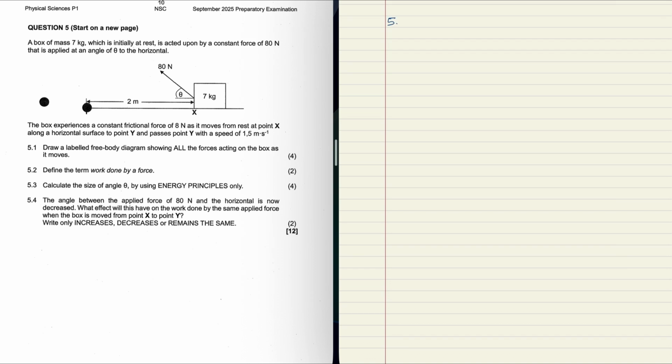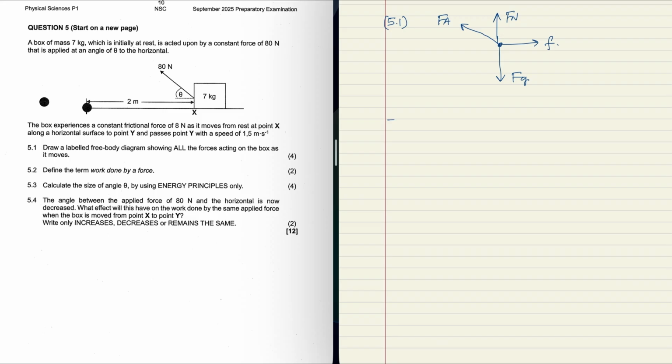So 5.1, here's the block. It's going to experience a force applied at an angle. It's going to experience the force of gravity. It's going to experience a normal force. And it's going to experience friction.